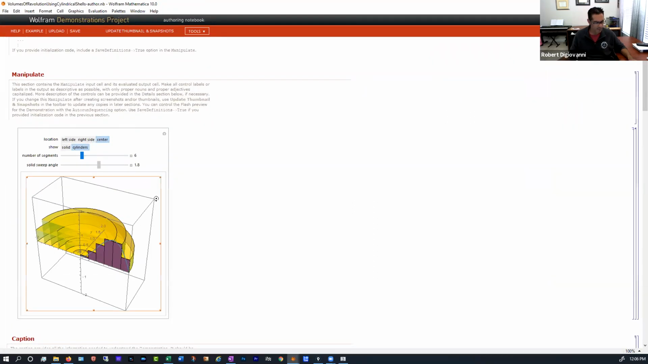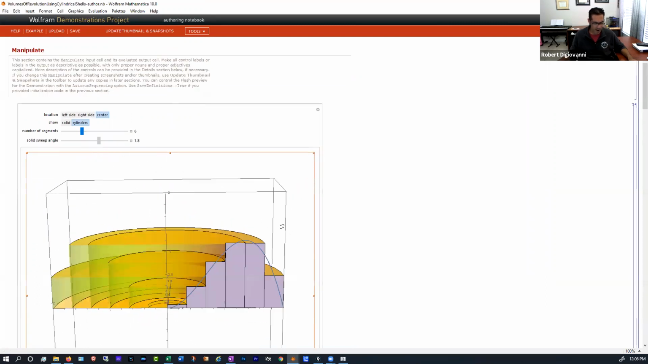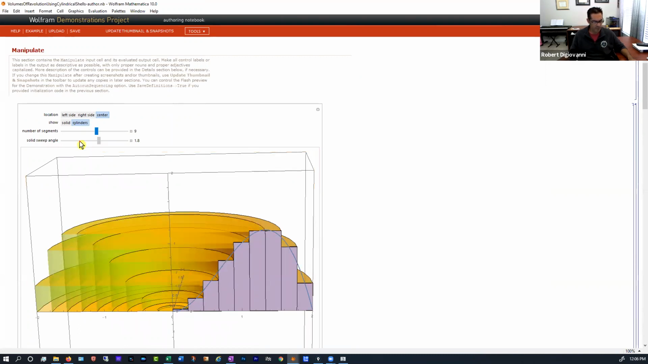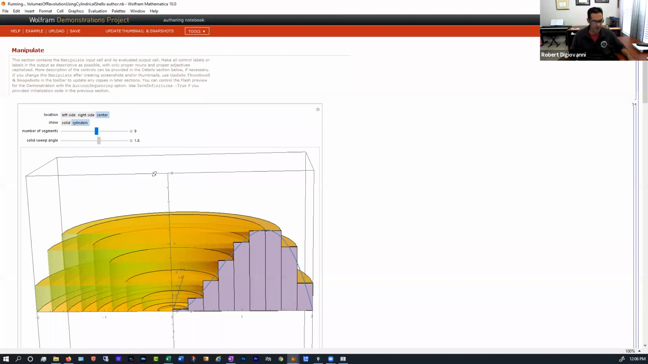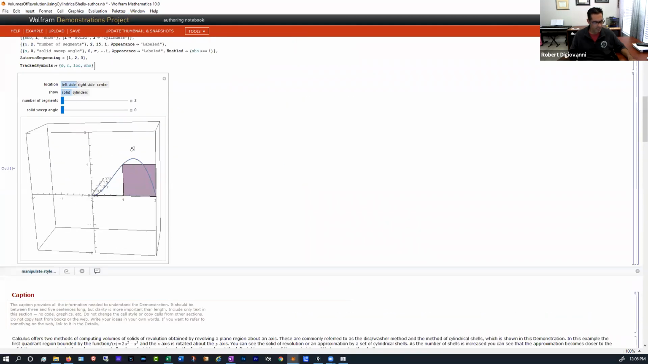Get over here. So it's like we have that curve, right? And we're going to have all these rectangles. This thing is really acting buggy. Let me reevaluate everything. Okay.